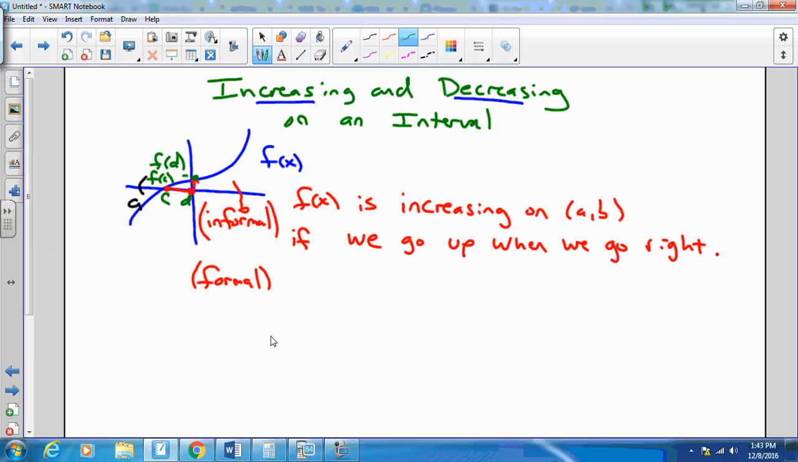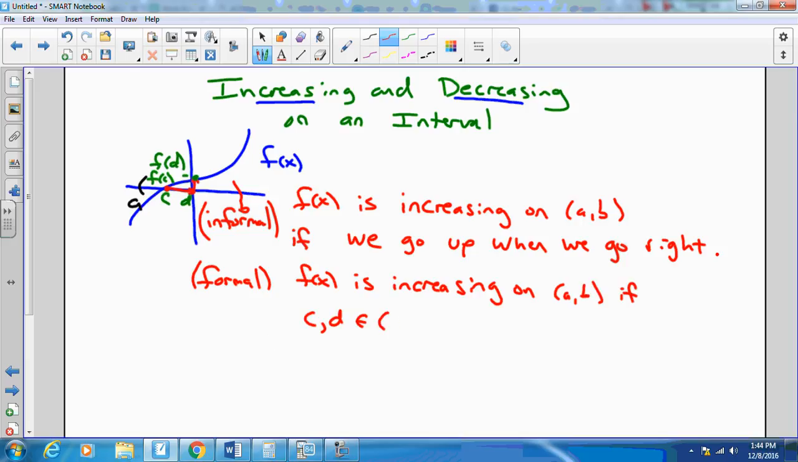There we go. Here's our formal definition. We're going to say that f of x is increasing on a to b if for any c and d in a to b, when d is bigger than c, that's our way of saying d is to the right of c, then f of d is bigger than f of c.